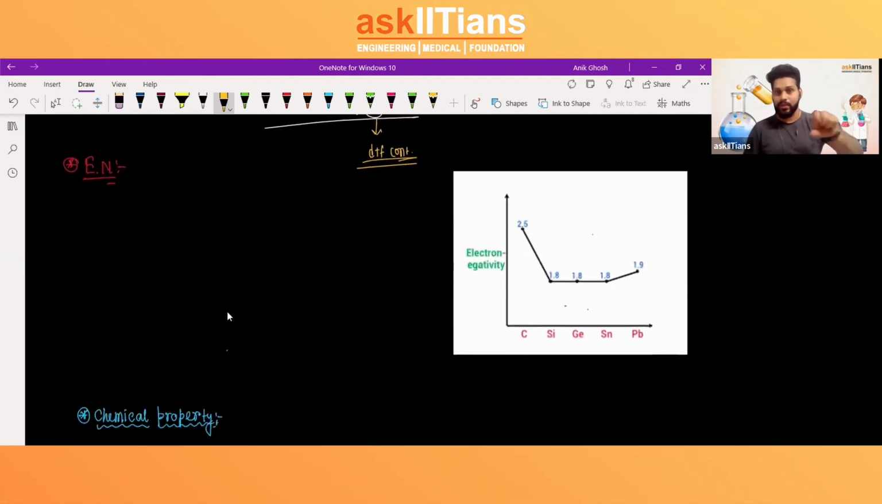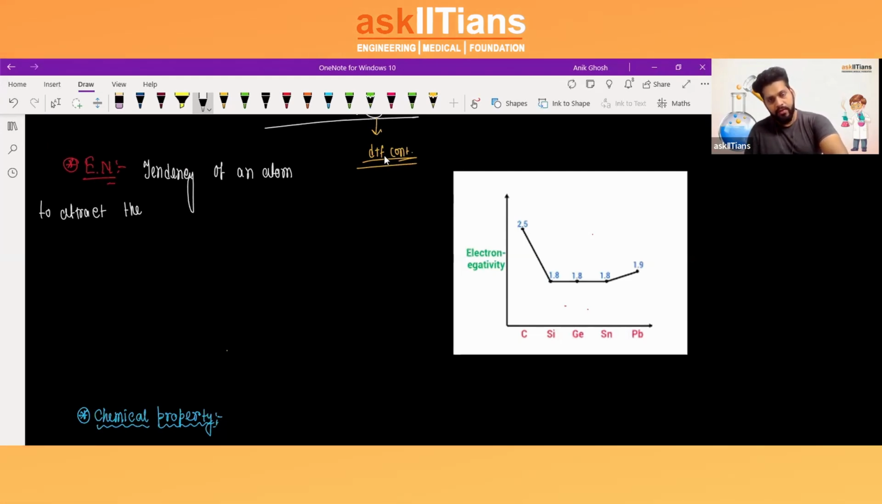Now, coming to the electronegativity order. When we go to the electronegativity orders, guys, we get to see a very unique thing. First of all, what is electronegativity? This is the tendency of an atom to attract the bonded pair of electrons. Tendency to attract the bonded pair of electrons, right?